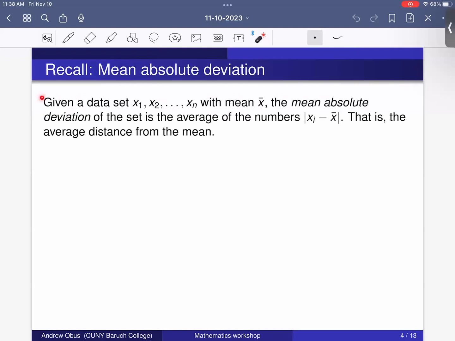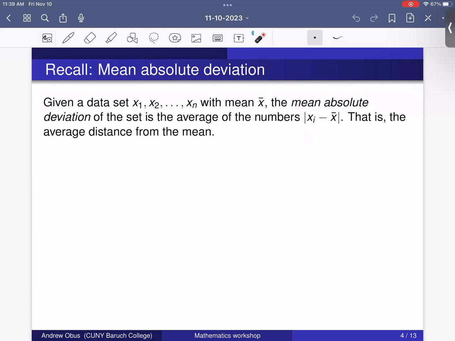This is how we do the mean absolute deviation. If we have a data set x1, x2, all the way up to xn, so we have n entries, and the arithmetic mean is called x bar, then the mean absolute deviation of the set is the average of all of the absolute distances from data entries to the mean. You can think of this as the average distance from the mean. For a given entry, how far away from the mean do we expect it to be? That's the mean absolute deviation.